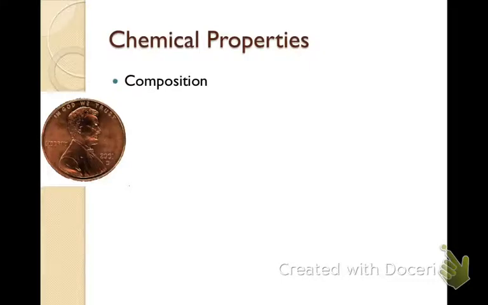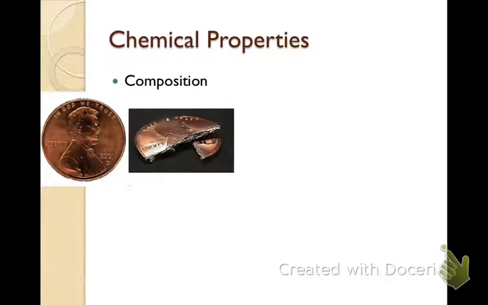Let's take a look at chemical properties. This we actually have to look at the composition. So let's take this penny for example. If we were to break apart the penny, we would see that there's actually a zinc core. It looks like a silvery core, but it's actually zinc. About 97% of pennies made after 1982 are made of zinc. Only the outside, the 3%, is made of copper.